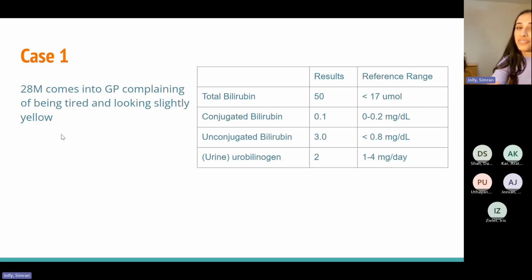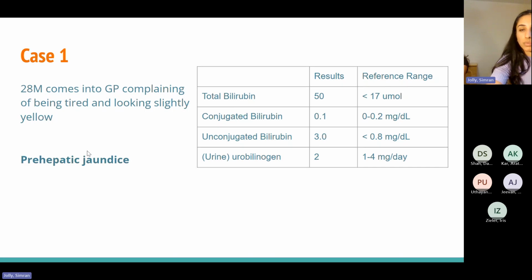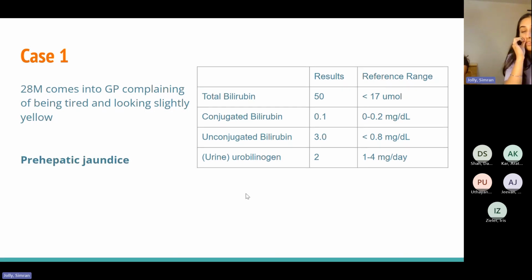Okay, so we just want to find out if this is a prehepatic, hepatic, or posthepatic jaundice. And in this scenario, your conjugated bilirubin is just within the reference range, and your unconjugated bilirubin is above the reference range. So we know that unconjugated is prehepatic, so this is looking at a prehepatic sort of jaundice. So this is likely to be a hemolytic anemia, or some sort of hemolytic picture, or it could in fact be an inherited condition as well, like Gilbert's, but maybe that's less likely to be symptomatic, so lower down your differentials.